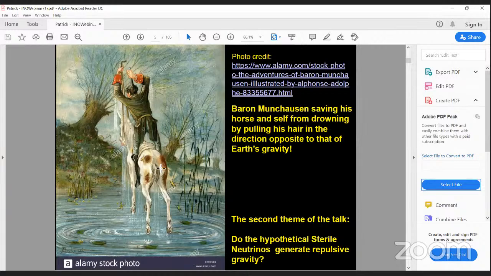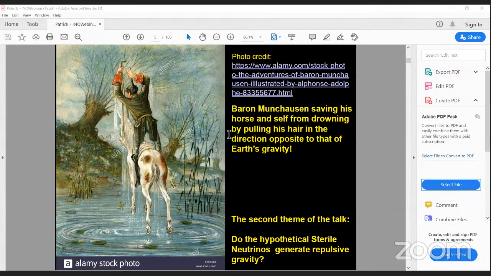And the second theme is an idea: could sterile neutrinos, which themselves are, of course, hypothetical, be generating anti-gravity? You might think, again, this is a very crazy idea, reminding one of the Baron Munchausen stories. Those who have read the Baron Munchausen stories must have read one in which, in order to save himself and his horse from drowning, the way he pulls himself up from the pool of water is by pulling up his hair. Now, Baron Munchausen stories, of course, tell us what is not really possible in physics. I hope sterile neutrinos generating anti-gravity is not such a Baron Munchausen-ish idea.